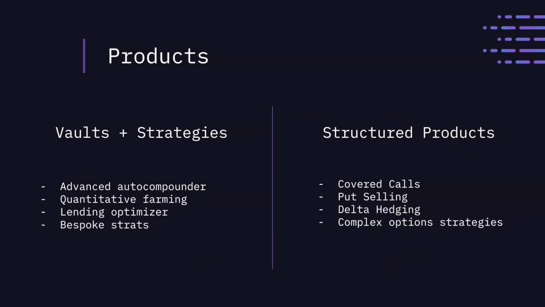Products, we start with two. Vaults and strategies can span a wide array. We currently offer an advanced auto compounder and a Raydium strategy. In addition, we hope to offer quantitative farming, lending optimizer, and bespoke strategies. Secondly, on the structured products end, we currently offer covered calls and put selling strategies and are currently building out delta hedging and complex option strategies in the near future.